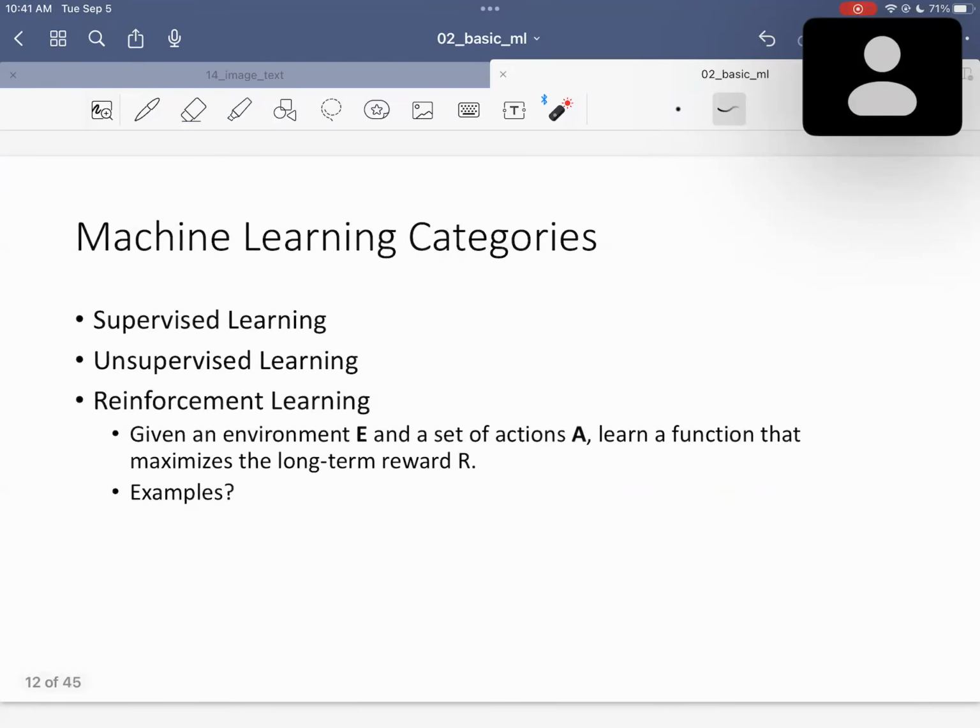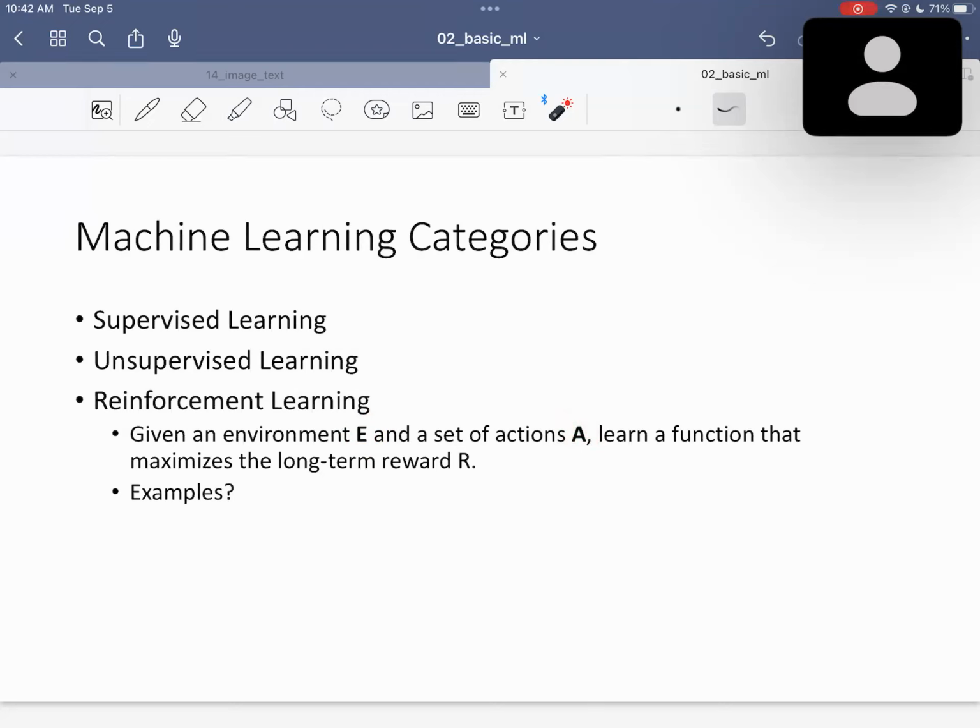And then the last one is reinforcement learning. In this class, we won't be learning any reinforcement learning. There is actually another course called deep reinforcement learning, so please take that course if you're interested in reinforcement learning. Reinforcement learning is a little bit special. The typical setting is, given an environment E and a set of actions A, learning a function that maximizes the long-term reward R.